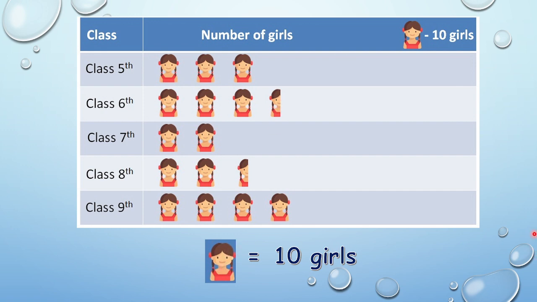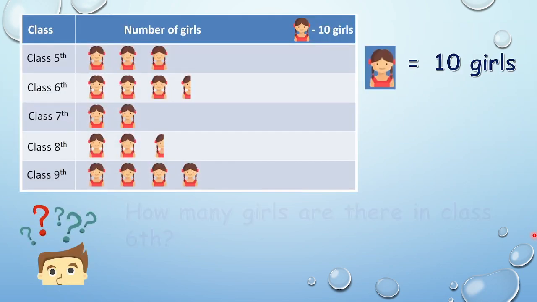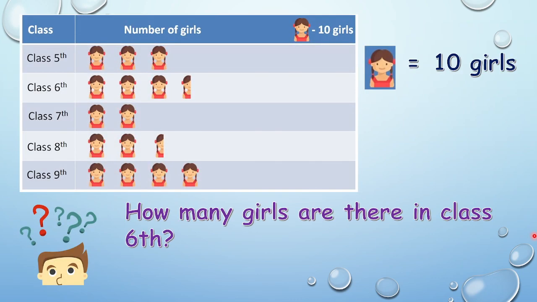All right. So, how many girls are there in class 6? This is class 6. 35. Yes, because this is 10, 10, 10, and 5. It means there are 35 girls.